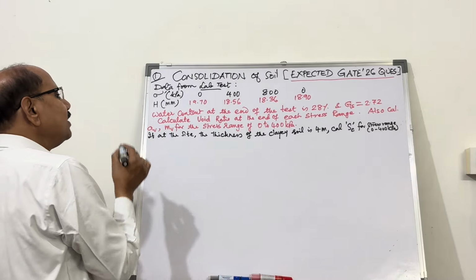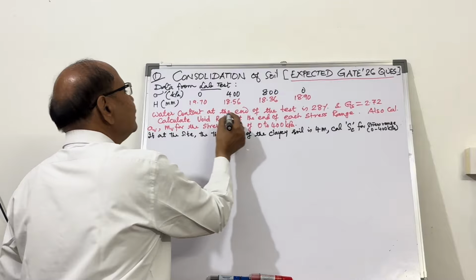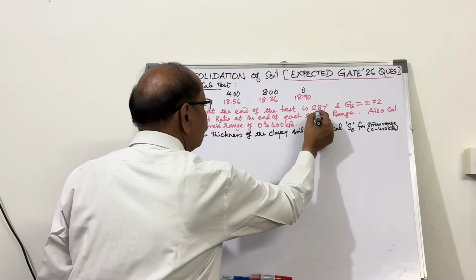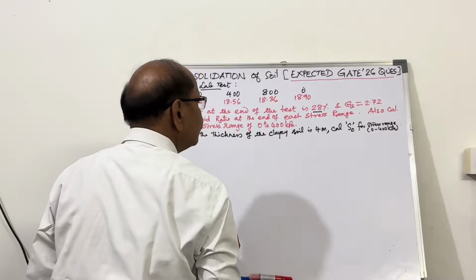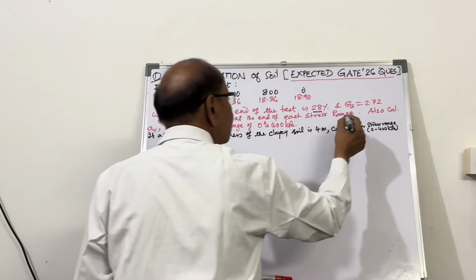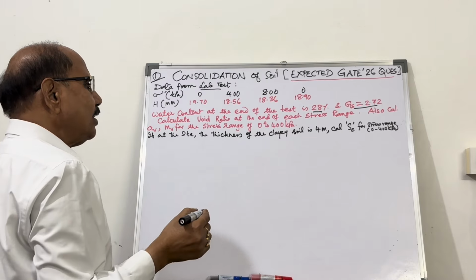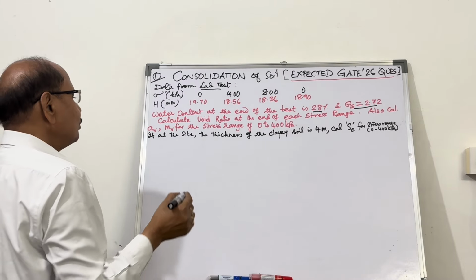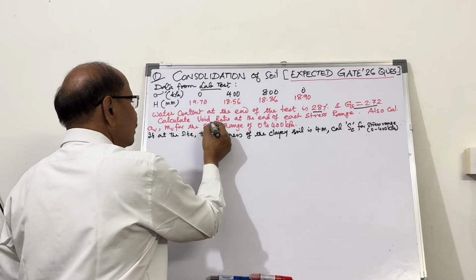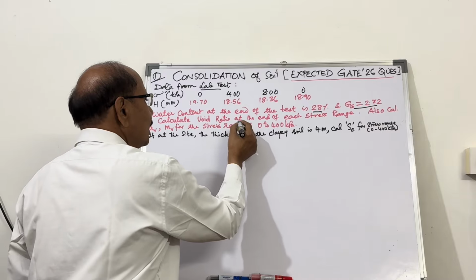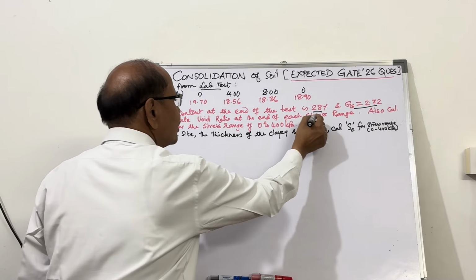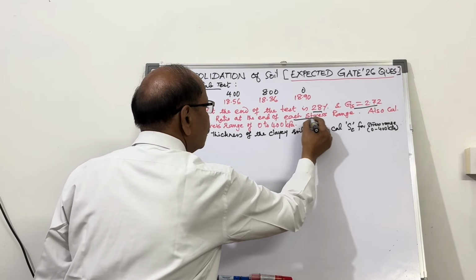At the end of the experiment, the water content is found to be 28%, and the specific gravity of the soil solids is 2.72. So we need to calculate the void ratio at the end of each stress range. So what is the stress range? 0 to 400, 400 to 800, and 800 to 0.